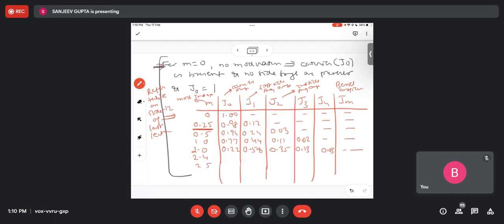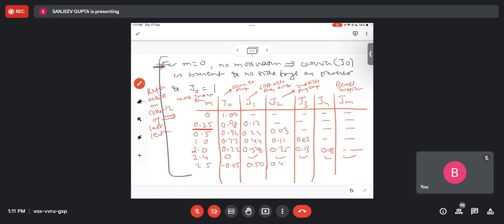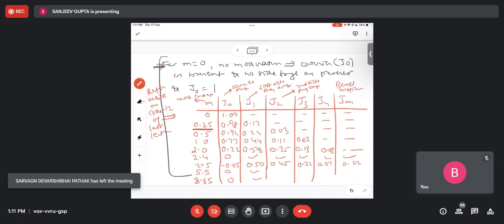And then we'll have much more, 2.4, 2.5. Now, at 2.4, this value becomes 0, and we'll have certain values here and here which I could not recall; it is not there with me. But there are certain things I wanted to explain to you. 0.50, 0.45, 0.22, 0.07, and 0.02. And there are certain more. I will take 5.5 and 8.65. Again, here it is 0, 0, but there are certain values here and so on.